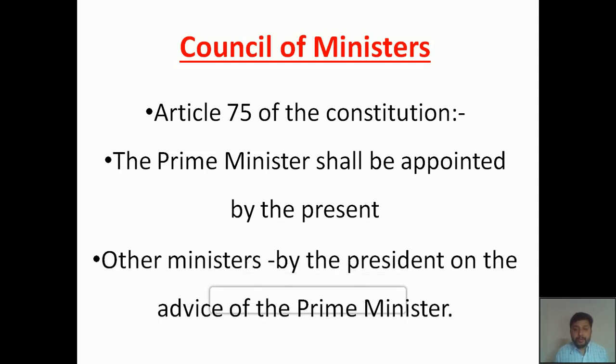Now we are speaking about ministers. So the Prime Minister shall be appointed by the President, and the same article, that is Article 75 of the Constitution, says that there will be other ministers along with the Prime Minister to support the Prime Minister as well as the President. They will also be appointed by the President on the advice of the Prime Minister. So the President simply cannot appoint a person as a minister. He has to get the advice of the Prime Minister. So only with the consent of the Prime Minister can the President appoint a minister.